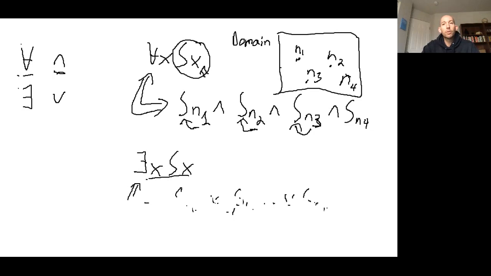Okay, so that covers the DeMorgan laws for quantifiers and the relationship between the two quantifiers and conjunction and disjunction.